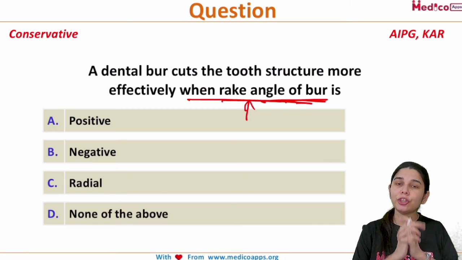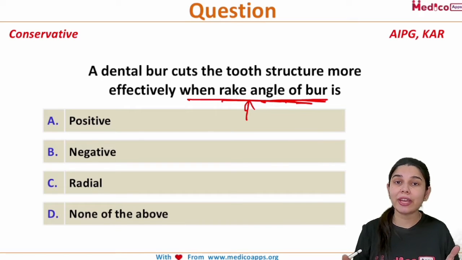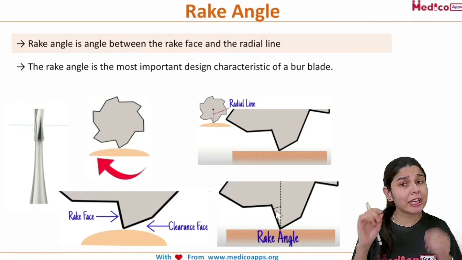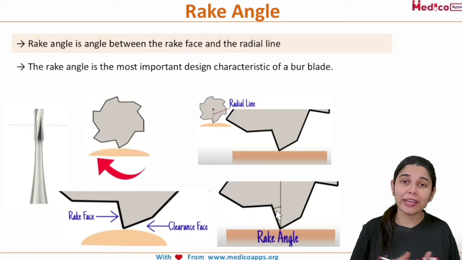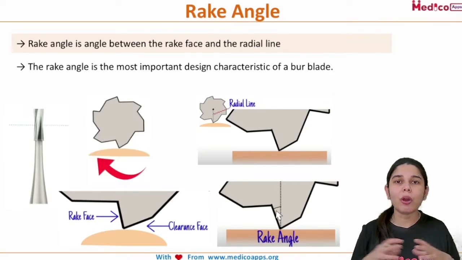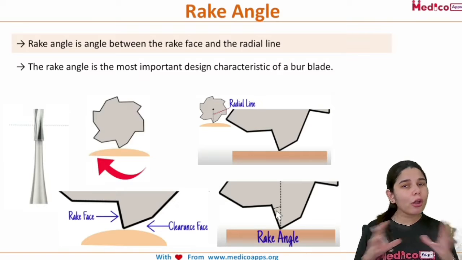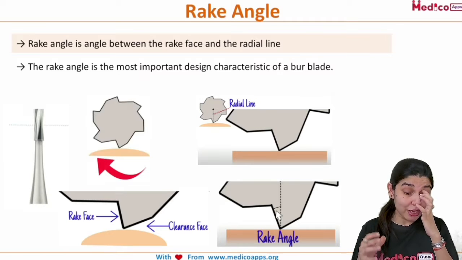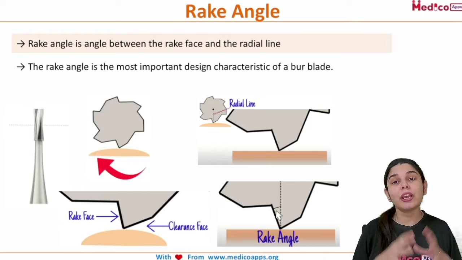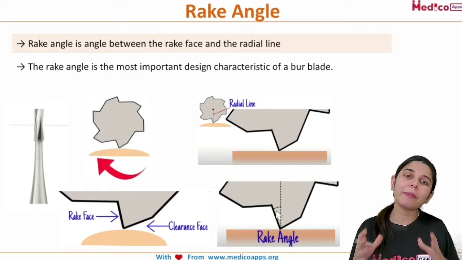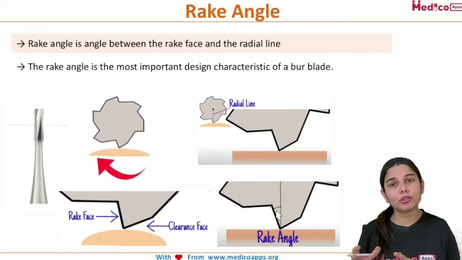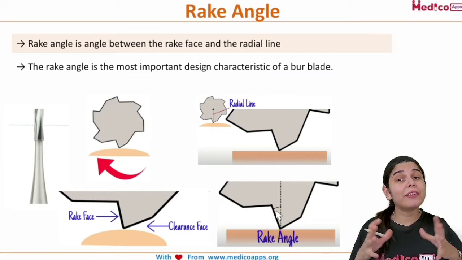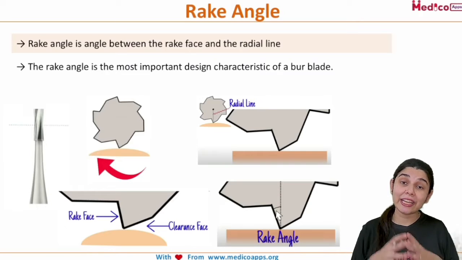So for that, you need to know what exactly is rake angle. Let's discuss this very tiny but very important topic. Rake angle, where it is used, what is rake angle, what is the significance, all those questions must be going through your mind. Basically, rake angle is used whenever we are mentioning a rotatory cutting instrument. Every cutting instrument has a rake angle, especially the rotatory cutting instrument.